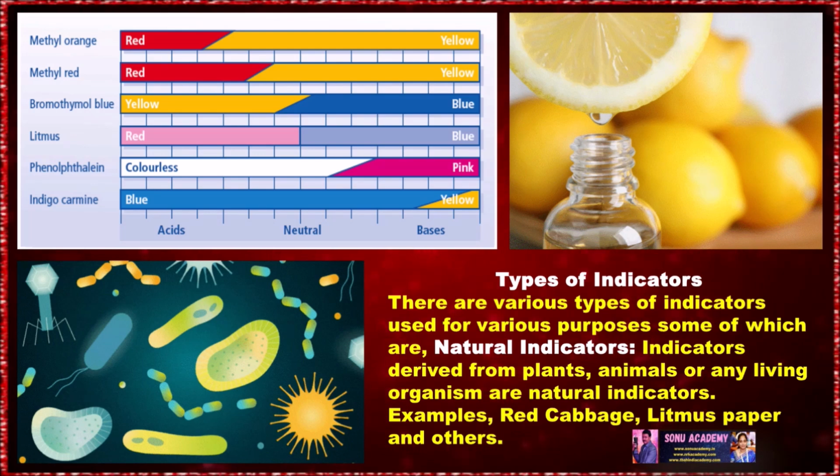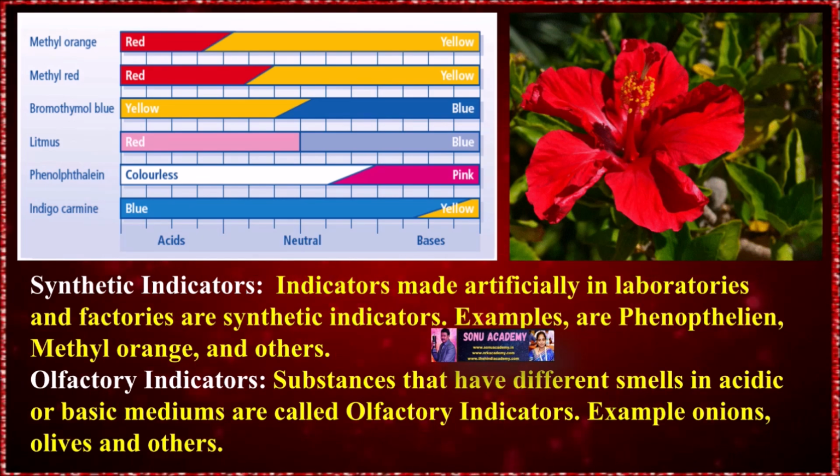Children, types of indicators. There are various types of indicators used for various purposes, for example, natural indicators. Indicators derived from plants and animals or any living organisms are natural indicators. Examples: red cabbage, litmus paper, and others. Synthetic indicators. Indicators made artificially in laboratories and factories are synthetic indicators. Examples are phenolphthalein, methyl orange, and others. Olfactory indicators. Substances that have different smells in acidic or basic mediums are called olfactory indicators. Examples: onions, olives, and others.